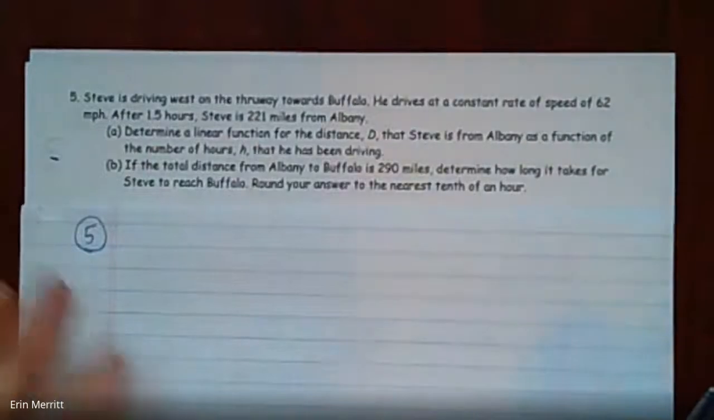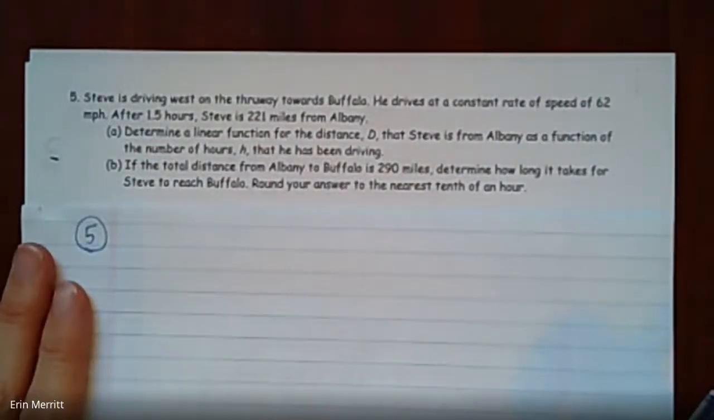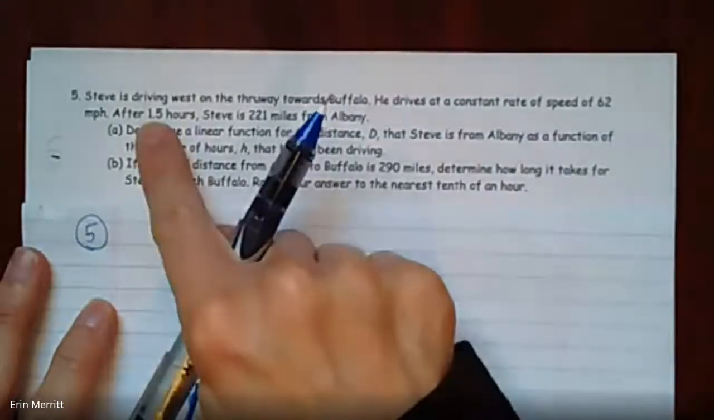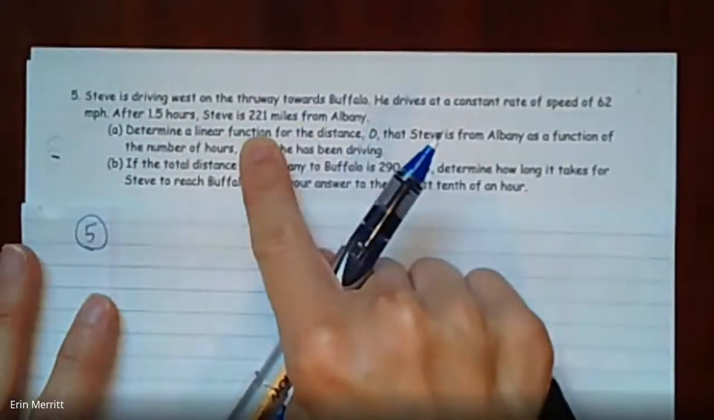So we've got Steve is driving west on the thruway towards Buffalo. He drives at a constant rate of speed of 62 miles per hour. So he could be coming from like Albany or Syracuse or whatever. It's saying after an hour and a half, he's 221 miles from Albany.